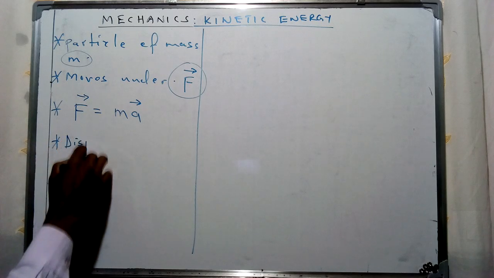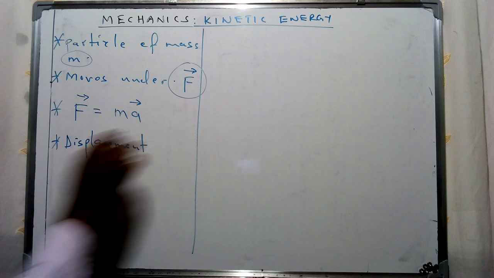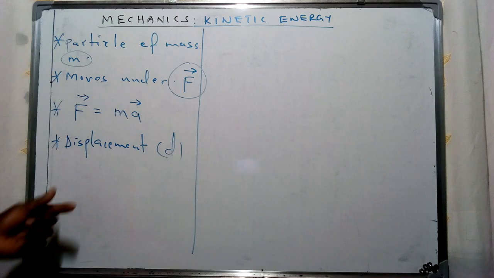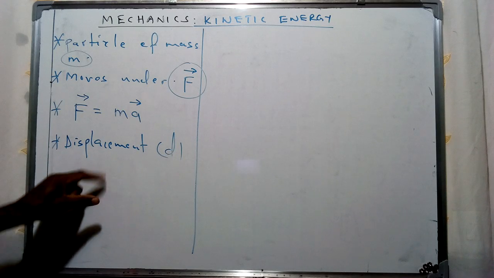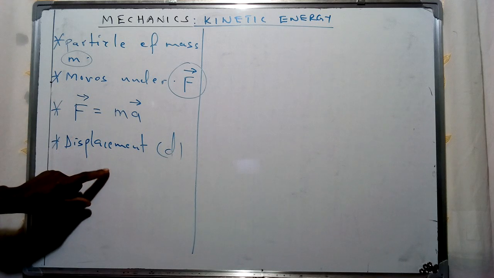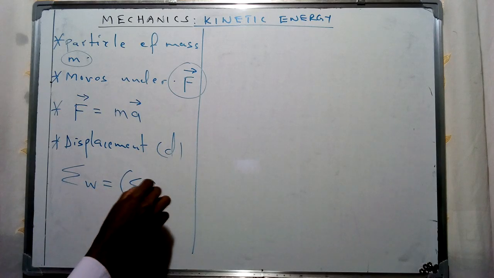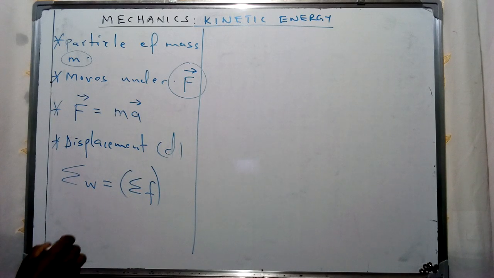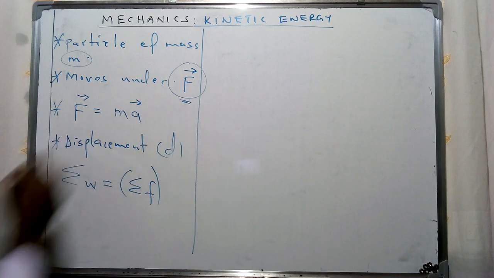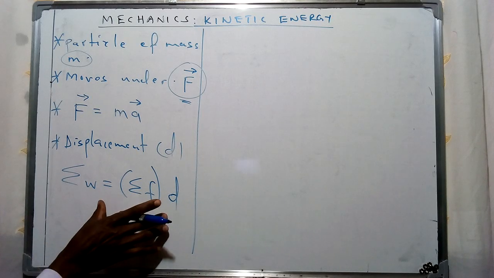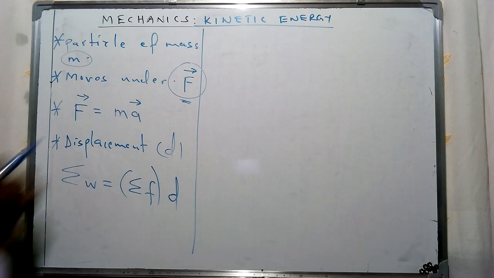Now, if this particle is displaced through a specific distance, perhaps giving it an initial of d, which is the displacement from the initial to the final position, we can consider the work done by this specific force in moving this object from the initial to the final position. This constitutes the summation of the elements of work, which is equivalent to the summation of the elements of force forming the constant force times the distance, which is the displacement given in terms of d. So this gives us an element of work done by this specific force.